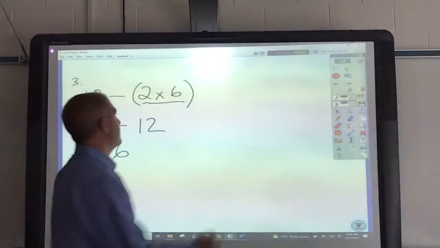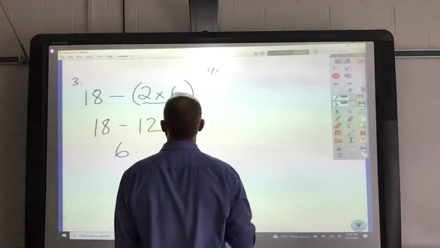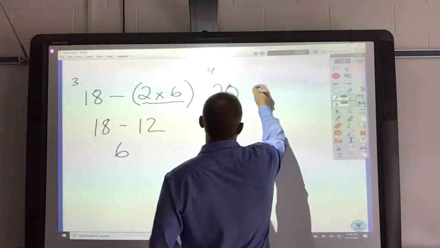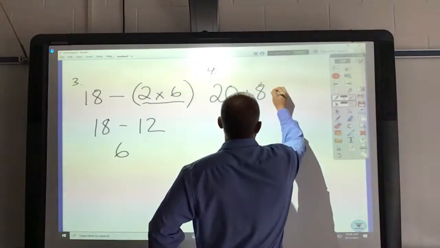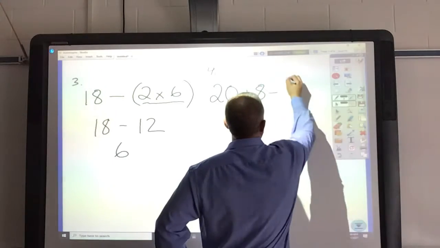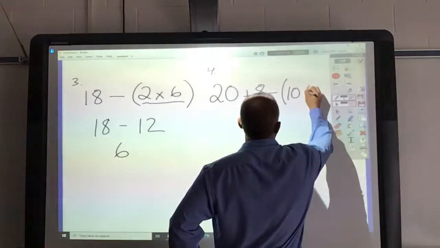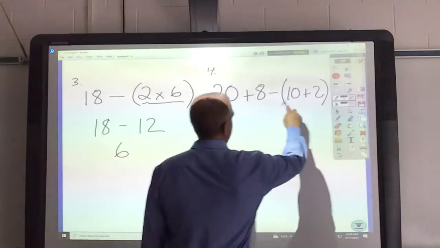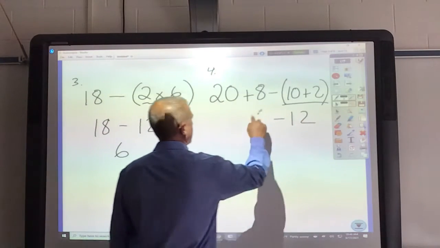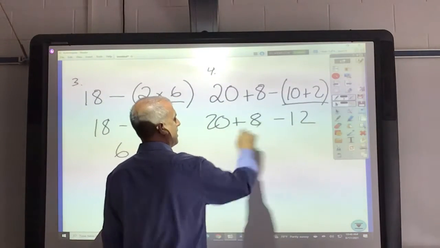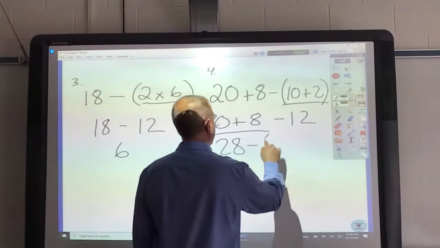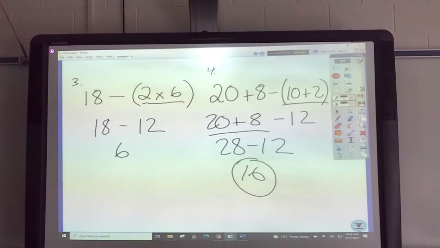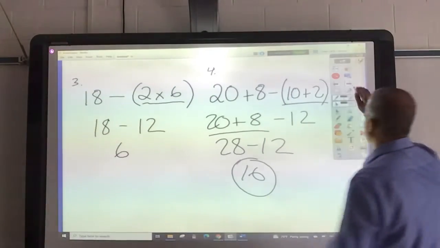One more parenthesis question. Let's say we've got 20 plus 8 minus, let's say, 10 plus 2 in parentheses. I want to do that first. That's going to be 12. And now I'm just going to work left to right. So I do this, which should be 28 minus 12, 16. So parentheses just means do the operations inside the parentheses. It doesn't mean multiply or do anything else like that.